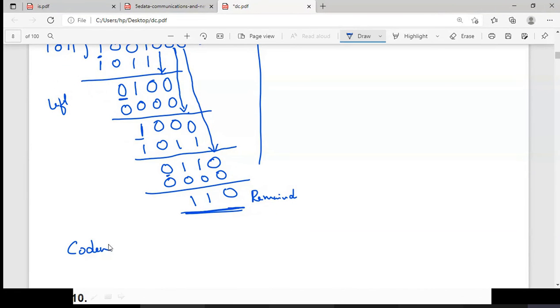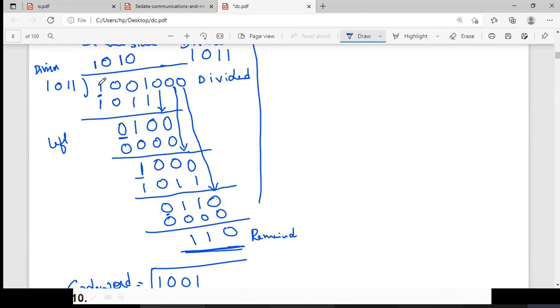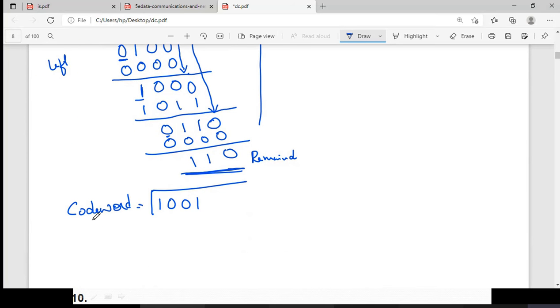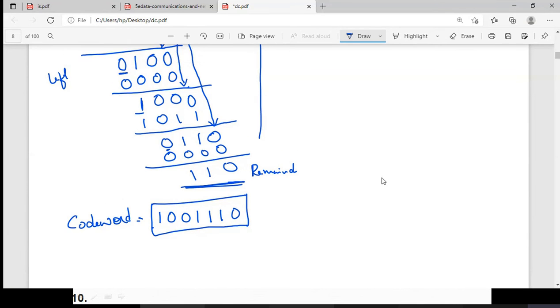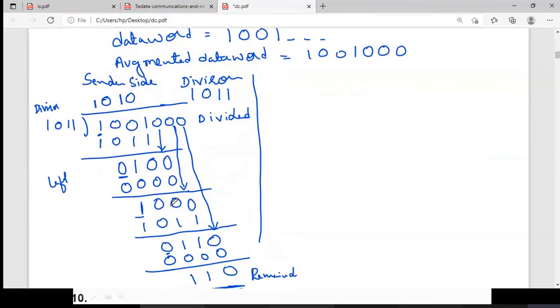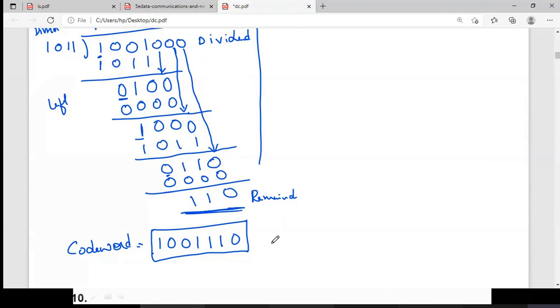So the code word is equal to the data. What is the data? 1001, the same thing I have taken as a dividend, plus these 3. So instead of 3 zeros, you need to add the remainder value 1, 1, 0. So this is the code word. Now this code word is sent to the receiver. The receiver has to perform the same operation and calculate the syndrome.